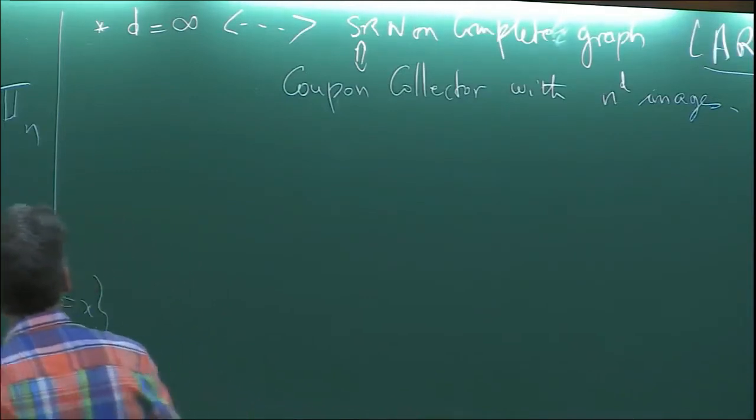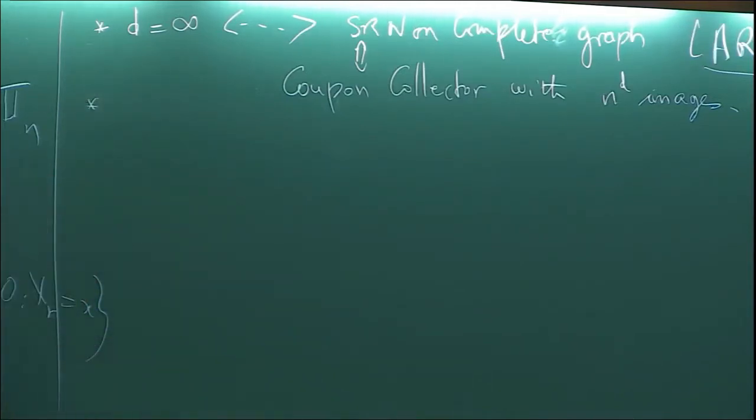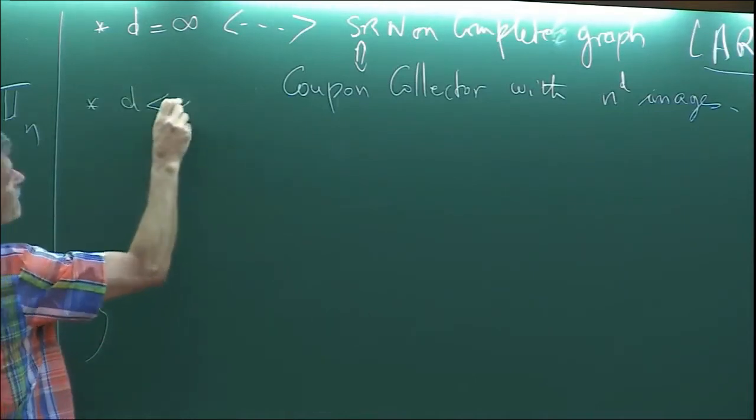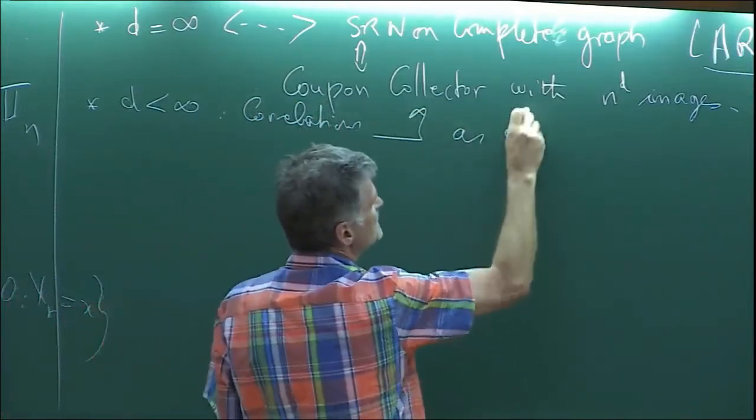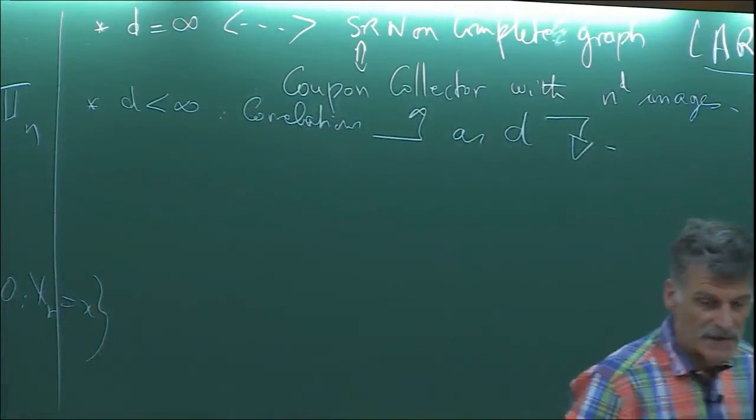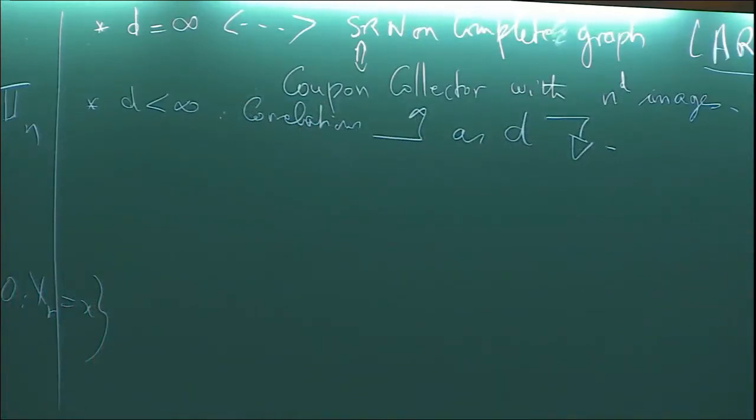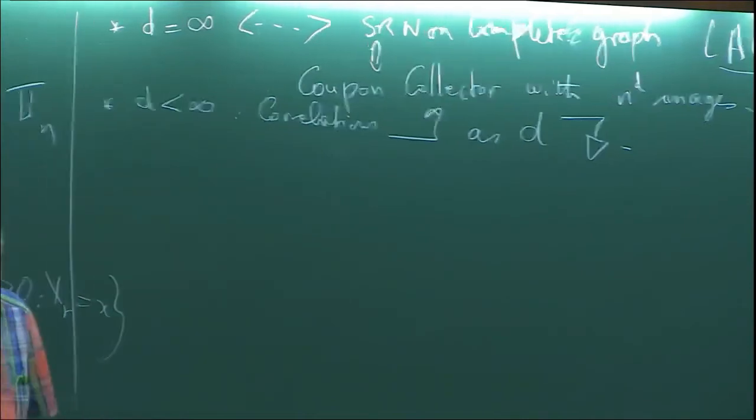Now, if you take finite dimension, then the correlation becomes stronger and stronger. Correlations are increasing as d decreases. And d equal to 1 is excluded in my talk because it's something too particular, because you just look at the maximum and the minimum of a random walk. That escapes the problem that we want to look at. We want to look at geometric problems, in fact. And of course, there will be a big difference between d equal to 2 and d larger or equal to 3.